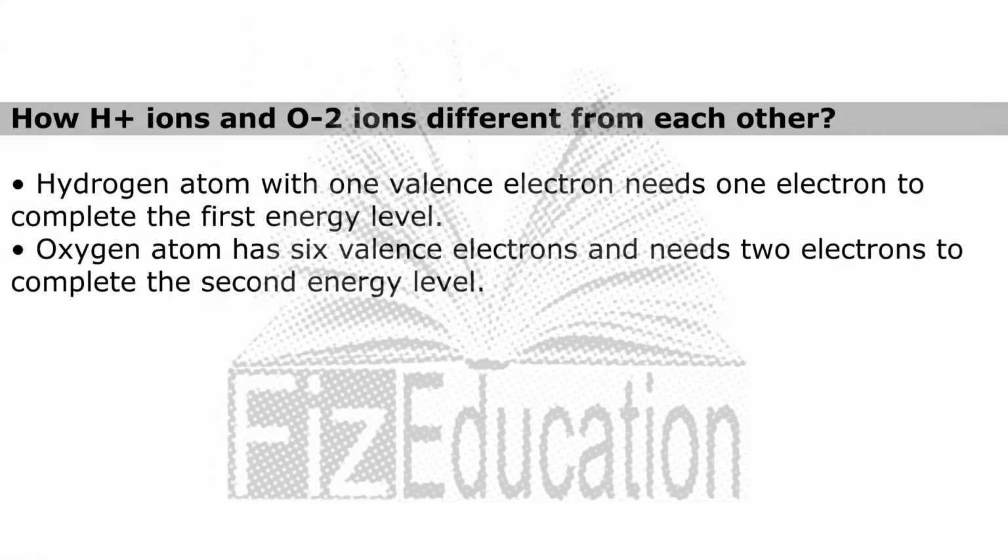How are H+ ions and O2- ions different from each other? A hydrogen atom with 1 valence electron needs 1 electron to complete the first energy level. An oxygen atom has 6 valence electrons and needs 2 electrons to complete the second energy level.